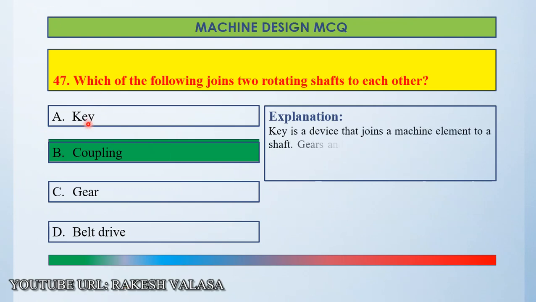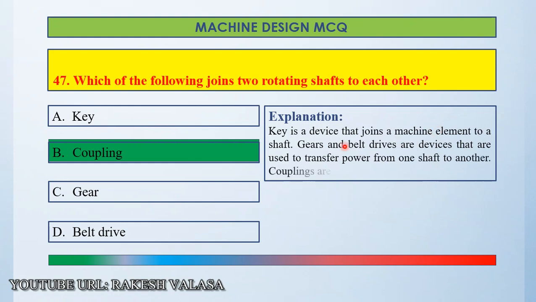Here, key is a device that joins a machine element to a shaft. Here, gear and belt drive are devices that are used to transfer power from one shaft to another. Only the coupling device is used to join two rotating shafts. So the correct answer is option B coupling.